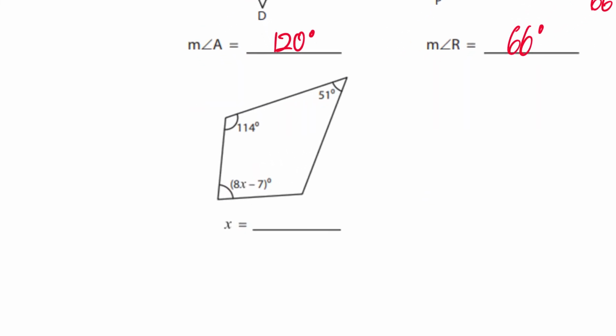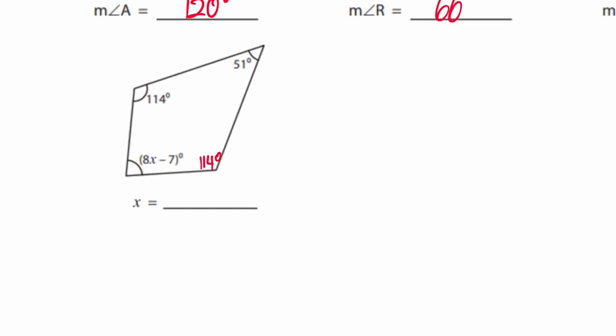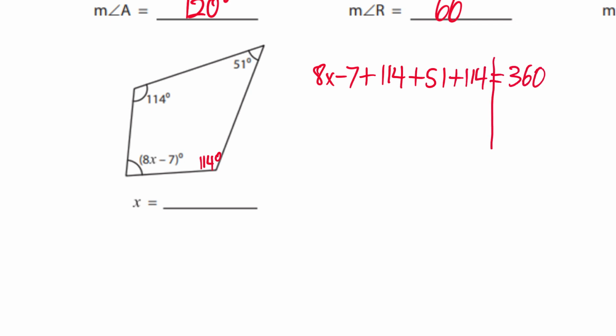Okay, on this last one. If this angle is 114, this is the symmetric part of it, so this is going to be 114. And what do I know about all 4 of these angles? They add up to 360. So it's going to look like this. I'm going to take the 8x minus 7, that's this angle, plus the 114, that's the angle next to it, plus the 51, plus the 114. And together, those all add up to equal 360.